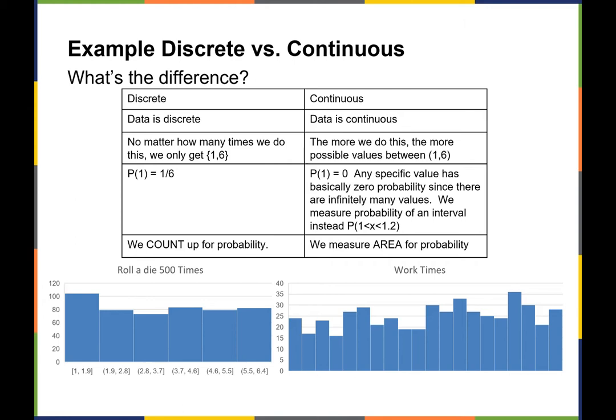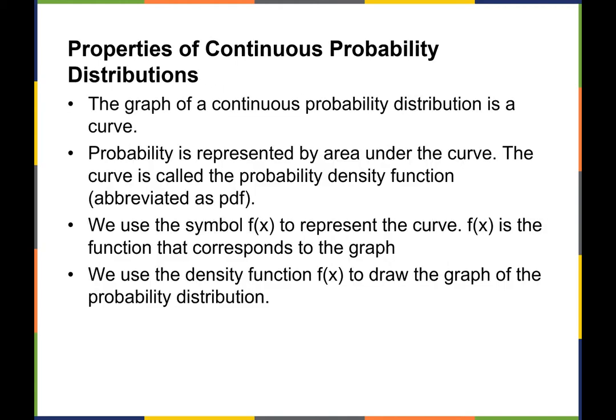So to measure our probability in continuous functions, we measure an interval of area. Instead of asking what's the probability of 1, we might ask what's the probability of being between 1 hour and 1.2 hours. In discrete, we count for the probability: how many times did the 1 happen out of the total 500 times, right? And in continuous, we measure an area for the probability. We actually calculate an area under the graph. All right, so let's go through an example of a continuous probability distribution function. I lied. Let's not do an example. I need to talk about some more things first.